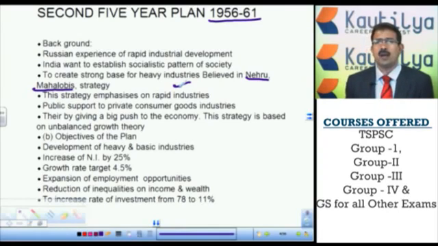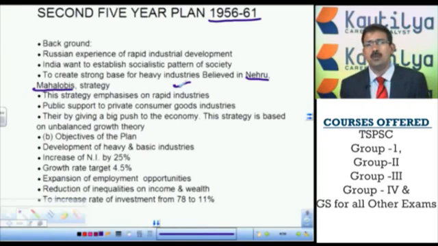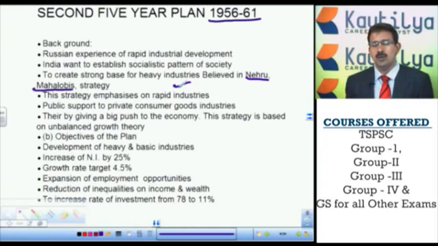Then with the raised incomes, the savings rate will increase on one side, and on the other side the demand for goods will be more. Then the private sector will enter into the consumer goods area. This is the plan known as the Nehru-Mahalanobis model of the plan.